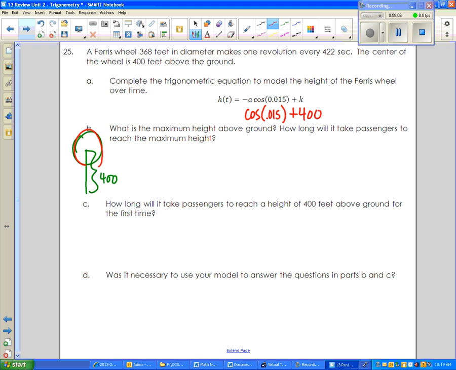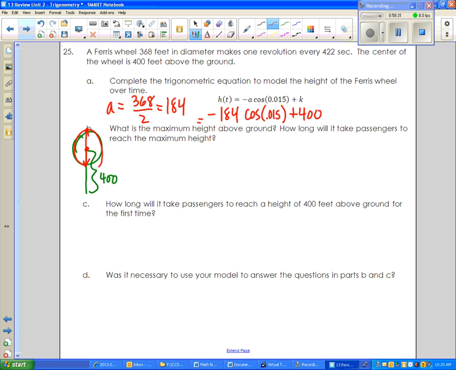And the amplitude, so basically if this is the center, the amplitude is going to be half of the diameter. So that's going to be from the midline to the min or from the midline to the max. And so it's going to be half of 368. So A is going to be 368 over 2, and that gives me 184 feet. So that's going to be my A value.